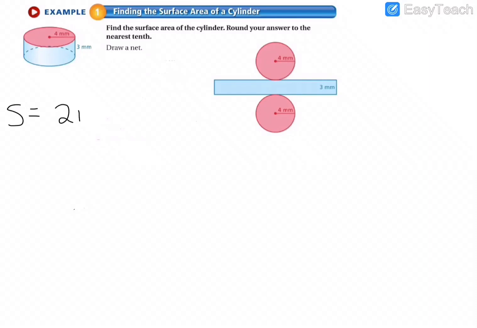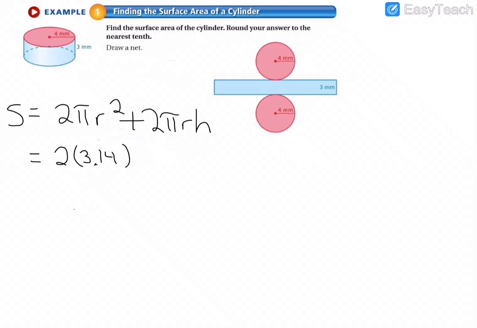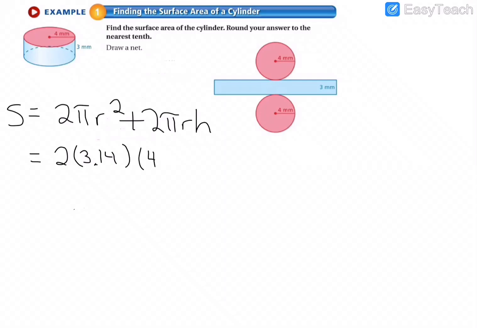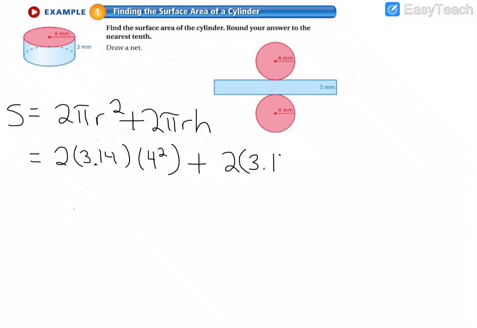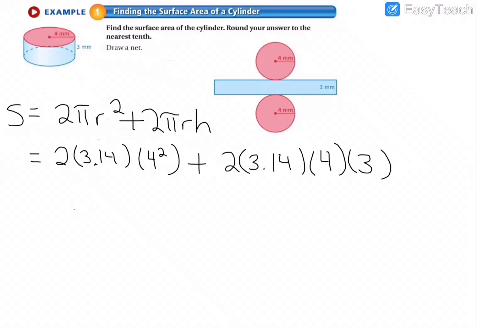Okay, so 2 times pi times radius squared, that's going to be the area of my bases, plus 2 times pi times radius times height. Okay, so I'm just going to put in my numbers. My radius is 4, times radius times height.